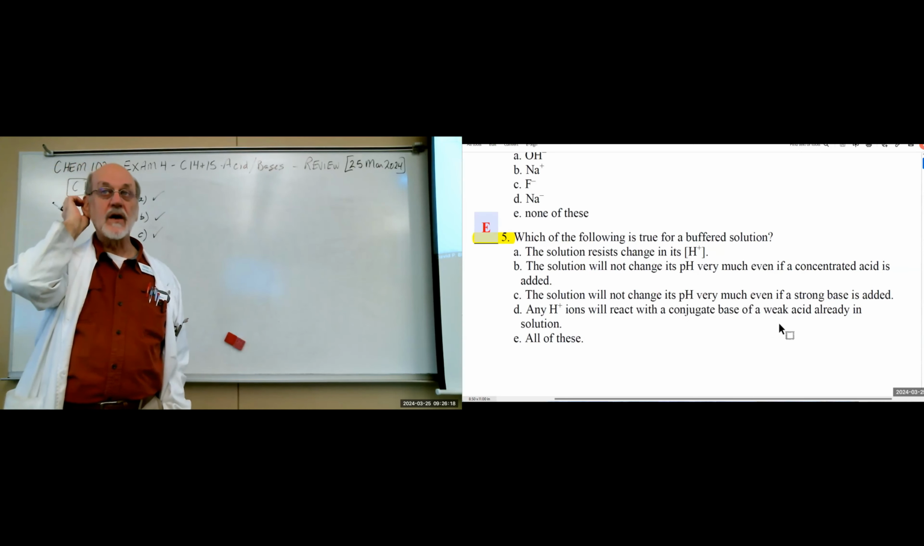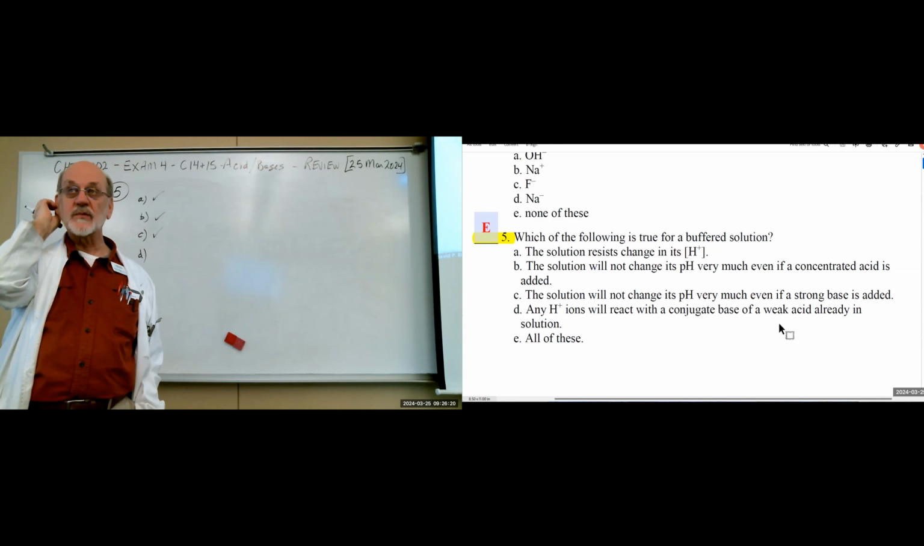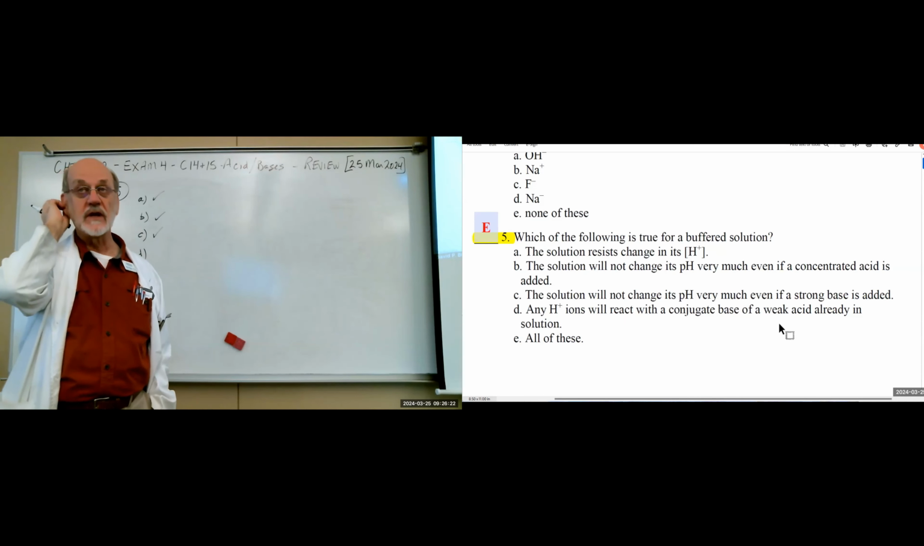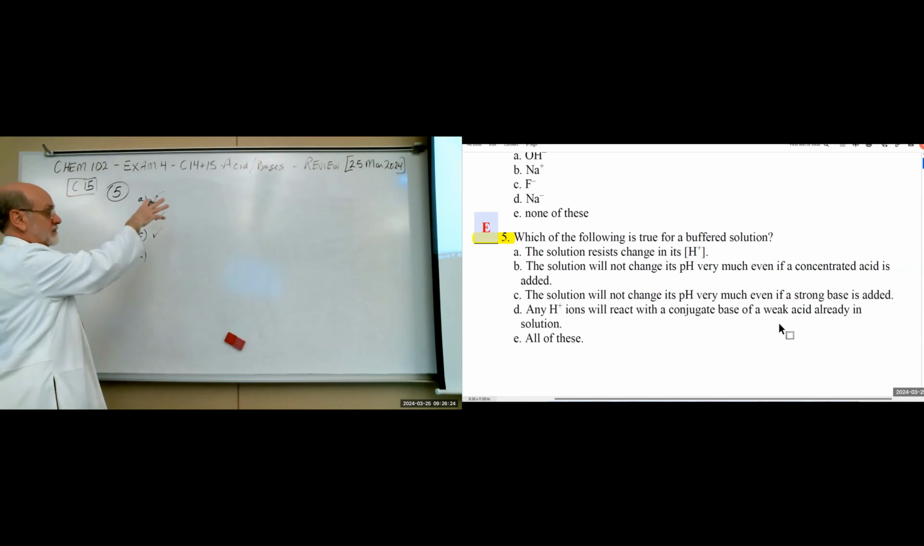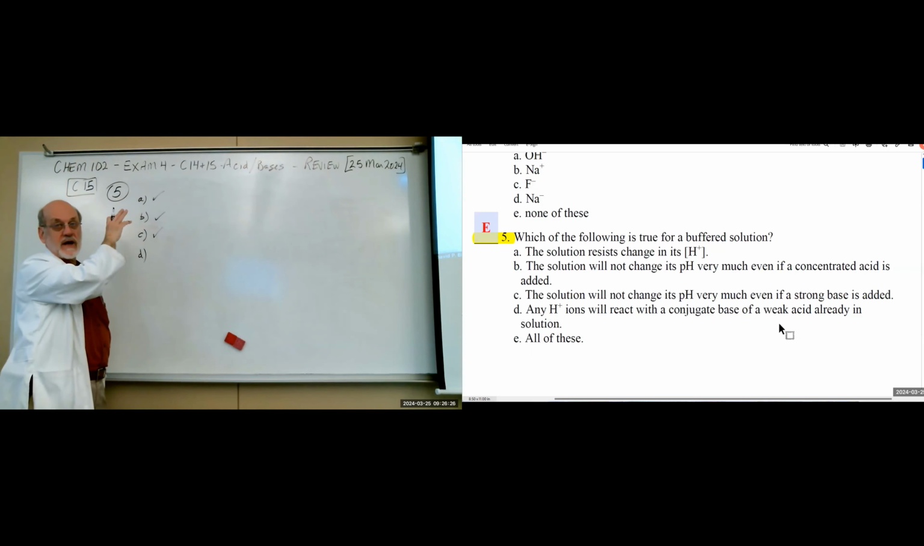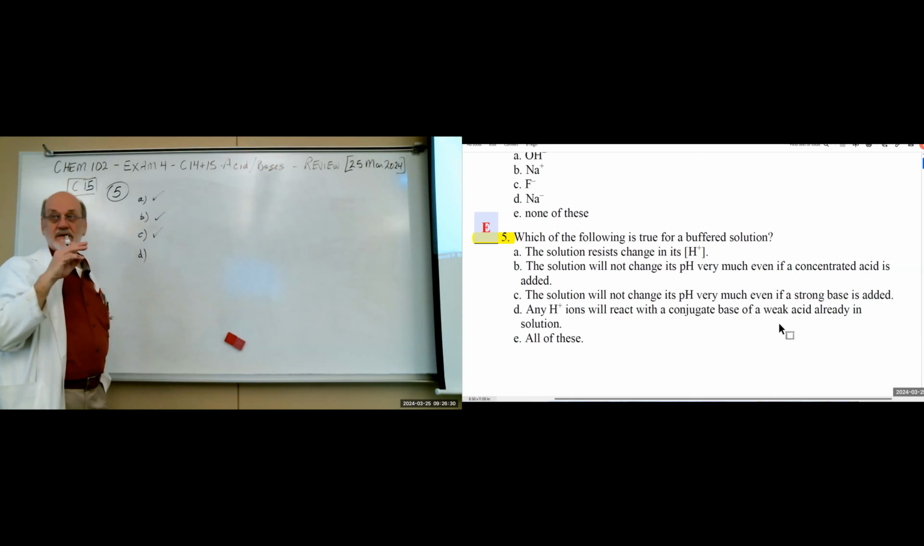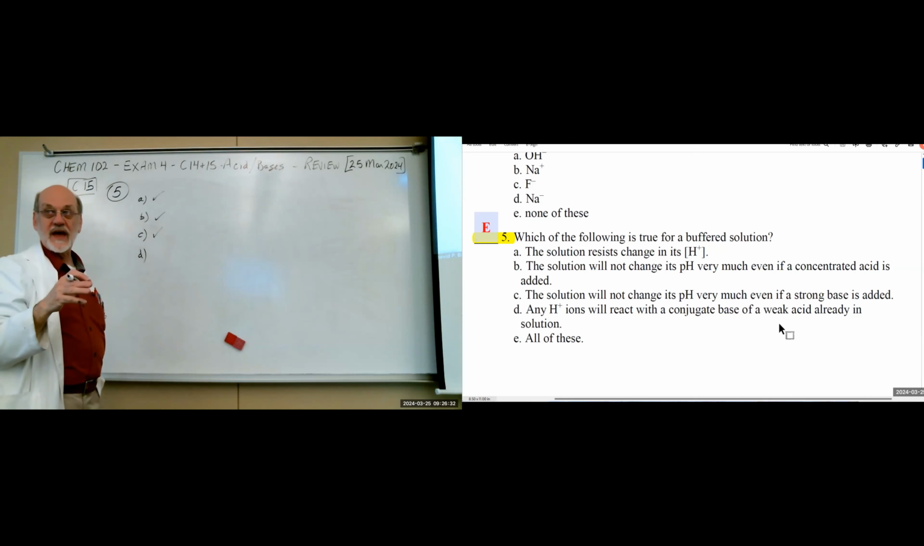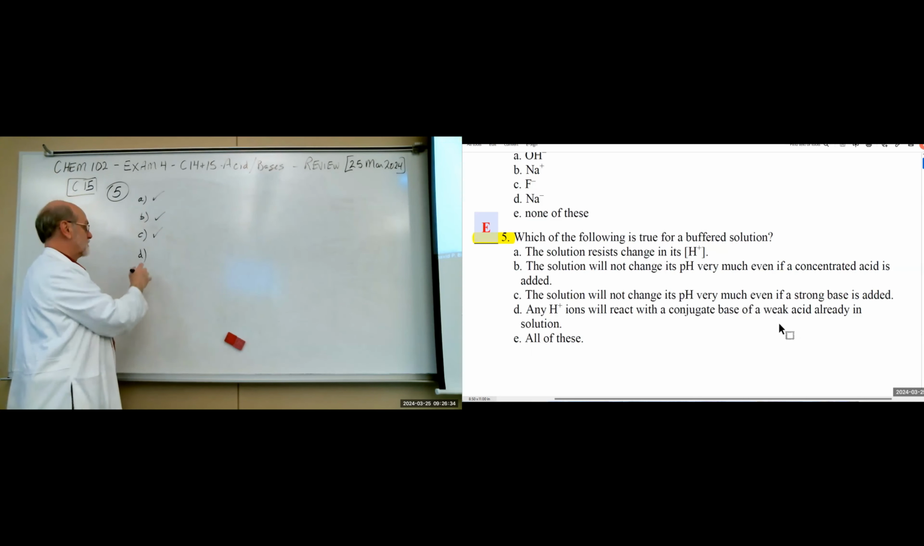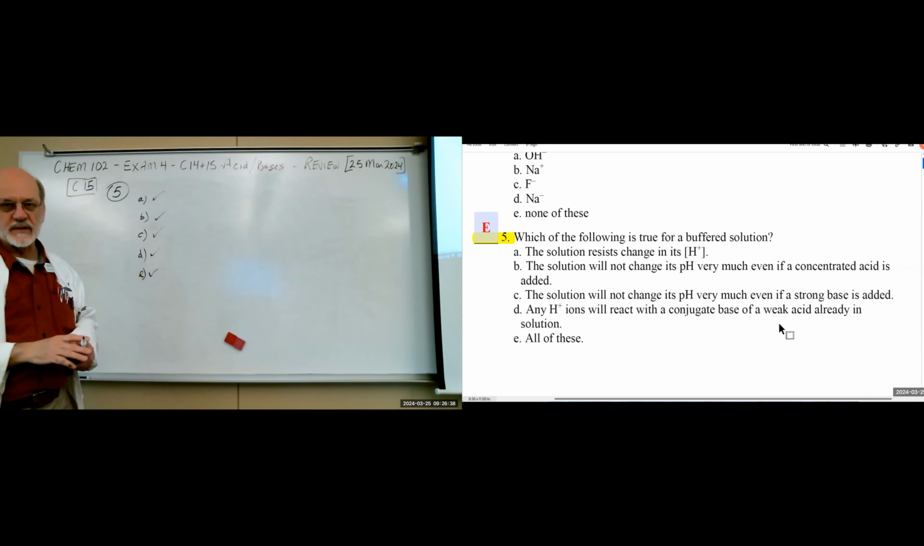Any hydrogen ions will react with a conjugate base of a weak acid already in solution. And we just proved that. The conjugate base of hydrogen fluoride is F-. And the hydrogen ions will react with that in solution. So all of them are true. All these statements are true.